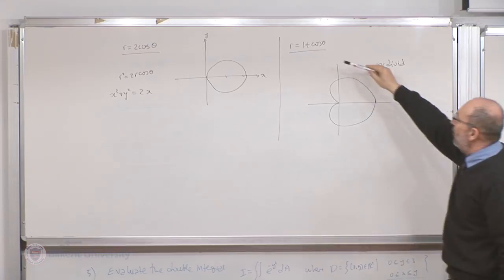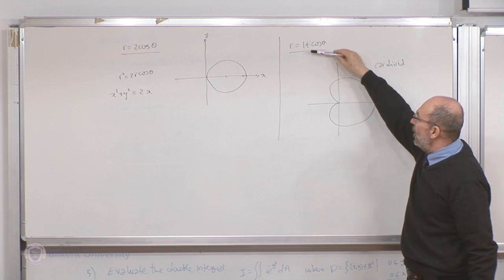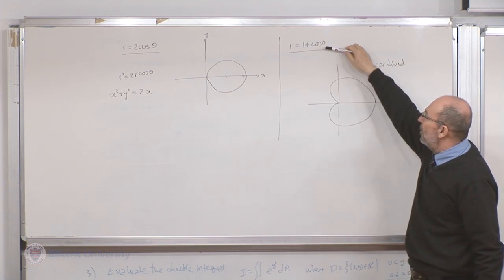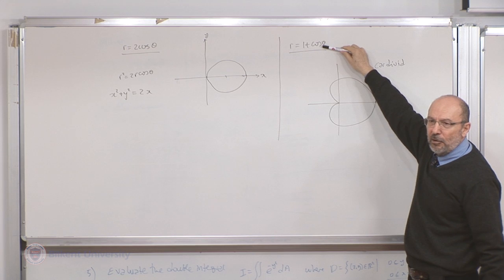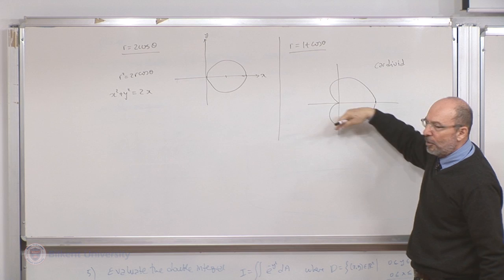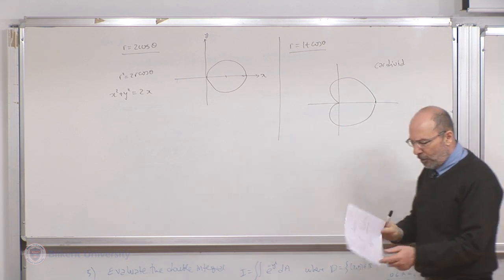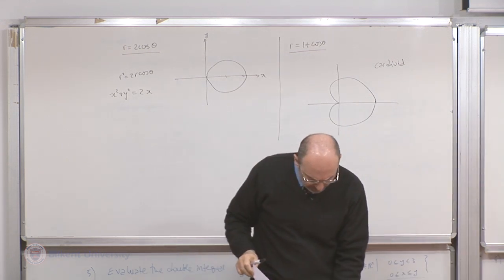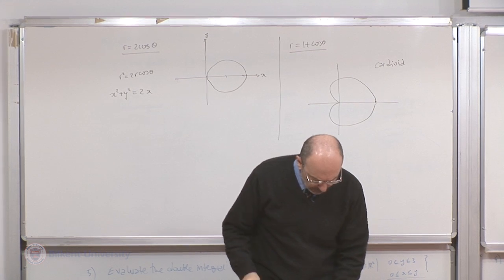Here, by changing this plus to minus, you can change this. And instead of cosine, you can have sine, because you see they behave the same. You'll have this picture turned around here. I'll leave the other pictures to you.